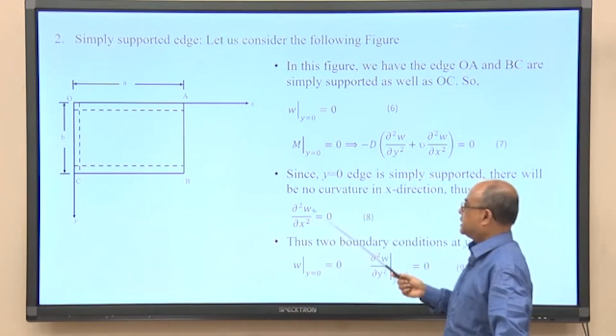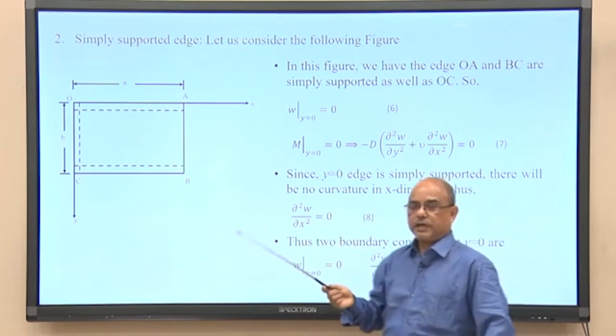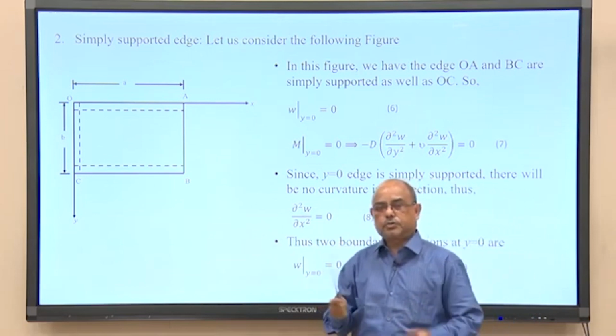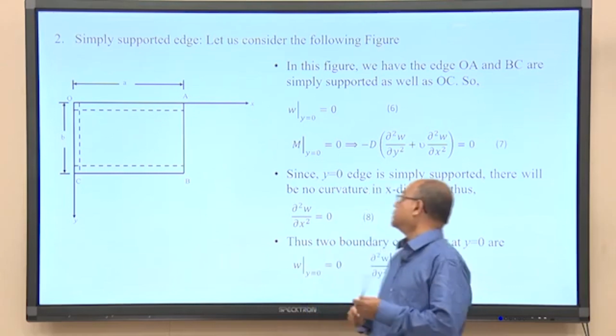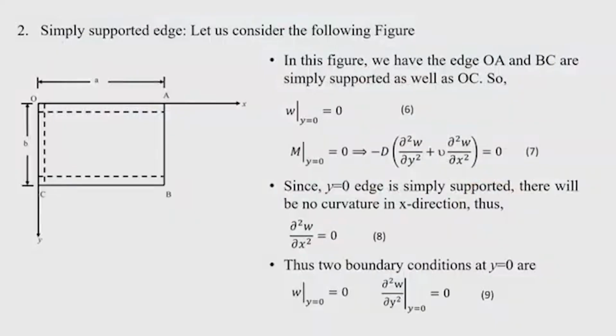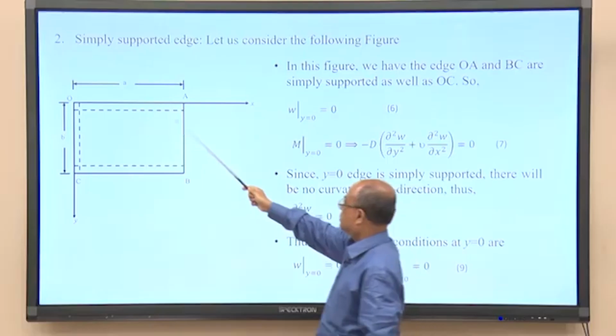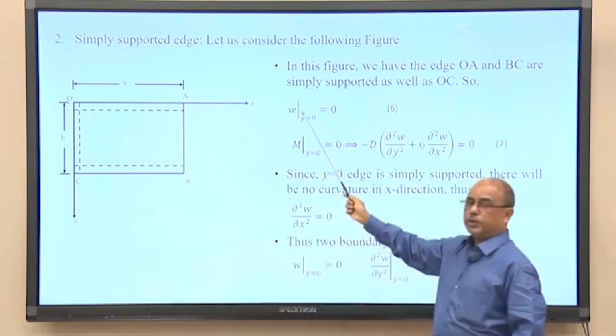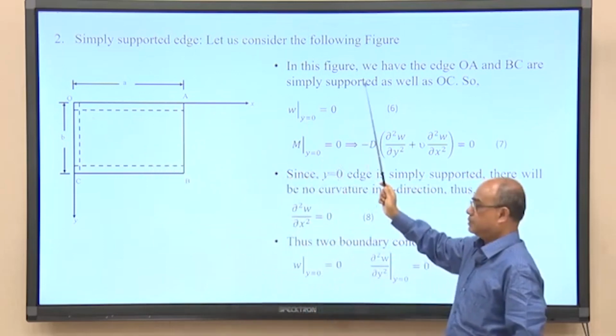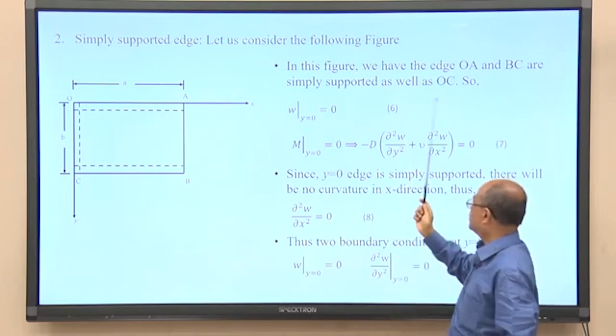In simply supported edges, we know that the deflection and bending moment have to be 0. So, rotation is allowed in this simple support, that we know. So, W is 0, there is the deflection at y is equal to 0 for the edge OA. I am writing the condition for edge OA first. So, W at y is equal to 0. That is one condition.